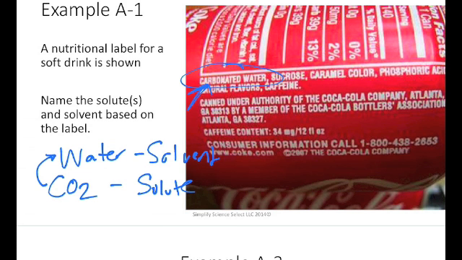This would be true of any sort of carbonated beverage, whether it's carbonated water, Dr Pepper, any of those sorts of things. You're going to have carbonated water. You have CO2, which is carbon dioxide, dissolved into the solution. Anything else that is here would be classified as a solute, because you're dissolving it in the water. So all of those would be acceptable answers for solute in addition to carbon dioxide.